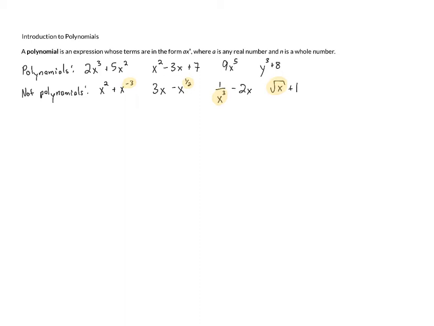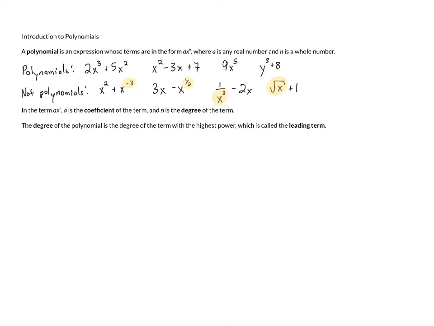All right, I want to move on and look at some more vocabulary just so that we're all on the same page and we can talk about polynomials. In the term ax to the n power, a is called the coefficient of the term and n is the degree of the term. So the number out front that's being multiplied by some power of x is called the coefficient, and then the exponent we call the degree of the term. So if we look at this first example, the first term has a coefficient of 2 and a degree of 3. The second term has a coefficient of 5 and a degree of 2.